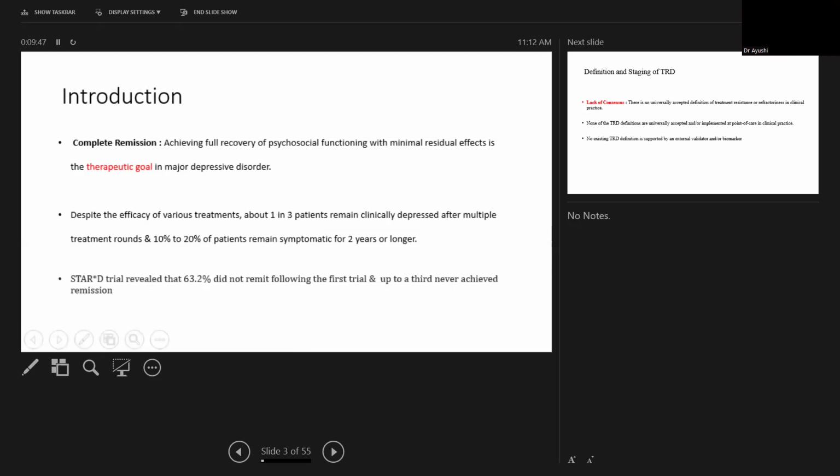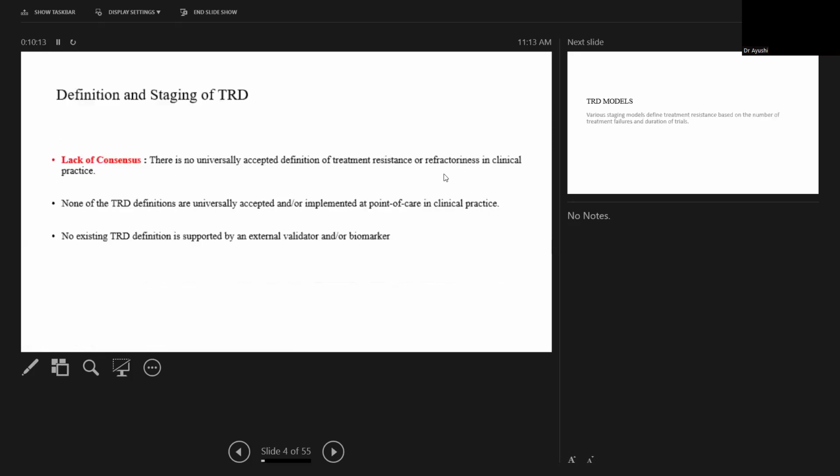What is complete remission? It is achieving full response of psychosocial functioning with minimal residual effect and is the therapeutic goal for major depressive disorders. Despite the efficacy of various treatments, about 1 in 3 patients remain clinically depressed after multiple treatment rounds and 10 to 20% patients remain symptomatic for 2 years or longer. The STAR*D trial revealed that 63.2% did not remit following first trial and up to one-third patients never achieved remission.